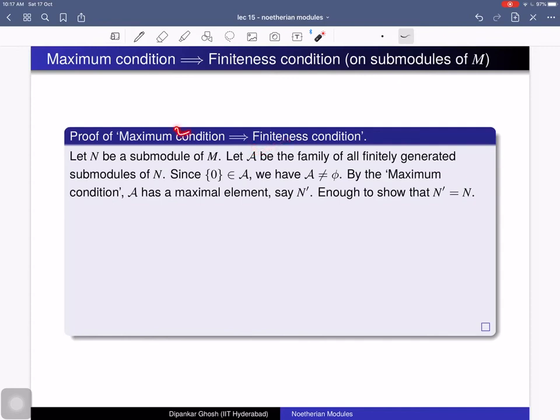Then by the given condition, this family has a maximal element, let's say N prime. And next, it is enough to show that N prime is the same as N. Because N prime is a maximal element of A, in particular N prime is in A, therefore it is a finitely generated submodule of N. Once we prove that N is the same as N prime, then N is also finitely generated.